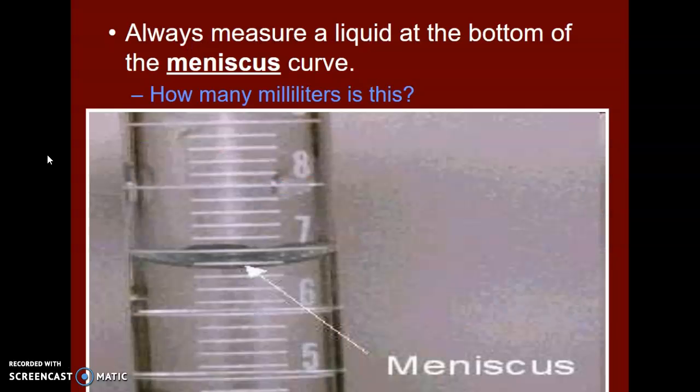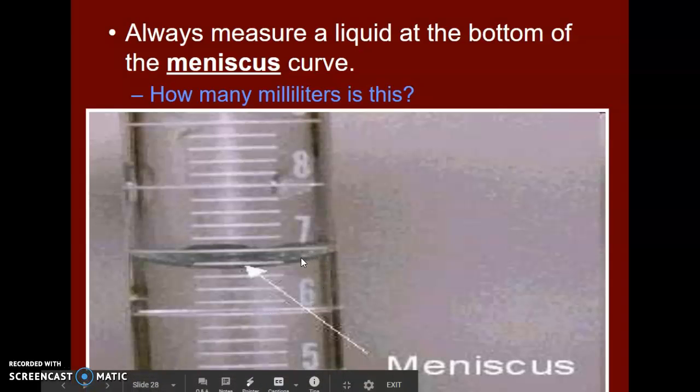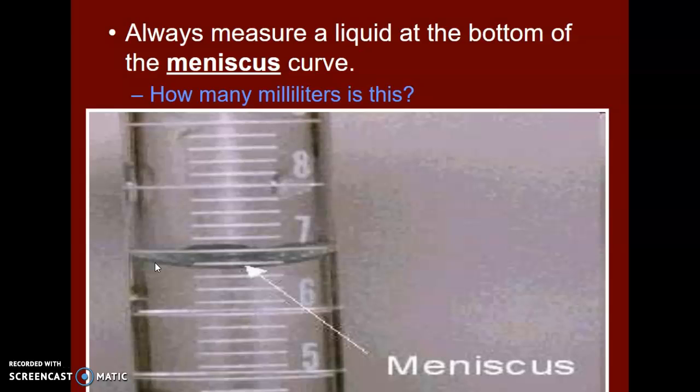When you're measuring a liquid and you're using one of those graduated cylinders, you will always measure the liquid at the bottom of the meniscus curve. So a meniscus curve looks just like this. It's going to be a slight curve in the bottle because you're going to see a little bit of distortion through the glass or through the plastic of that graduated cylinder.